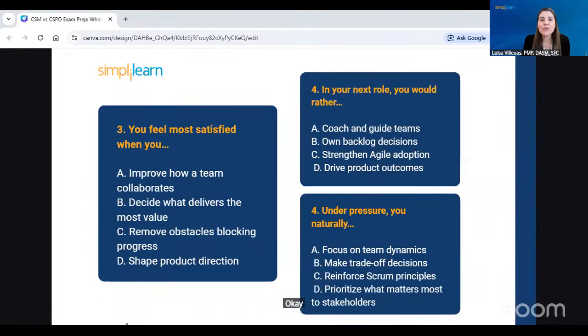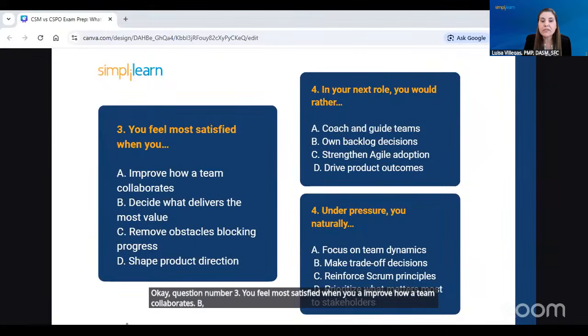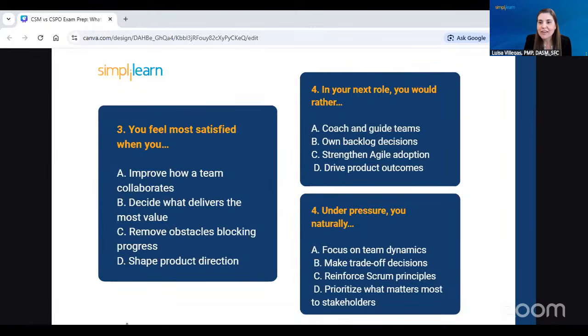Okay, question number 3. You feel most satisfied when you A, improve how a team collaborates, B, decide what delivers the most value, C, remove obstacles blocking progress, or D, shape product direction. Okay, I see some C, some A, D. Great. Okay, keep track of those answers.